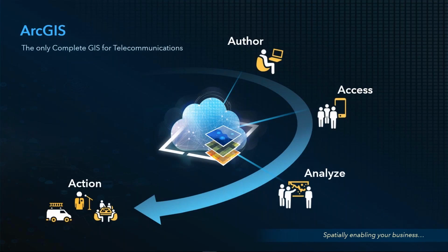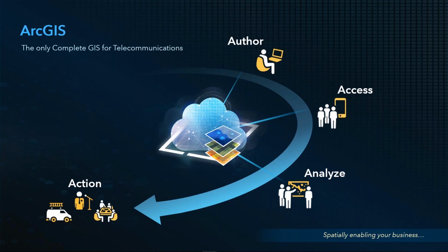So let's talk for just a minute about ArcGIS. It is the complete GIS for telecommunications companies. And this is going to be a theme that comes out throughout the webinar, so watch for this. It delivers three powerful information capabilities. The first is to author information about your organization. The second one is to share access to that information with everybody that needs it. Third, to analyze that information and unlock the value of the data that you have authored, and then ultimately to take action to guide your business decisions with the best available information.